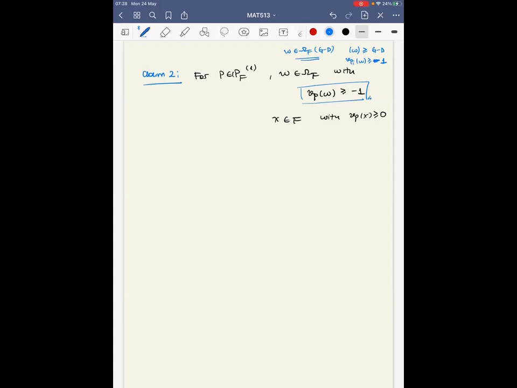And similarly, since we are working with the functions from the Riemann space of G, that means the poles and the zeros of these functions are described in terms of the places in the support of G. But since G and D have disjoint support, we know that v_Pi of x is bigger than or equal to 0 at any place which lies in the support of D.